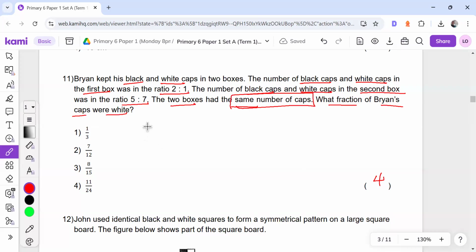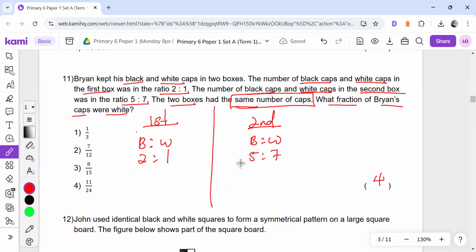If you know that this question is a ratio problem, you will need to write down your ratio. If you don't write your ratio, you can't solve. So black is to white, 2:1, and this is the first box. Second box, you also got black is to white, 5 is to 7. Anyone do like that? If you do like that, those of you who are my students, conk the head already, because something important is missing. You won't be able to get the answer if you write like this.